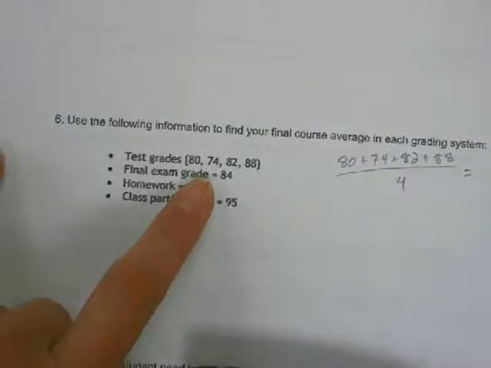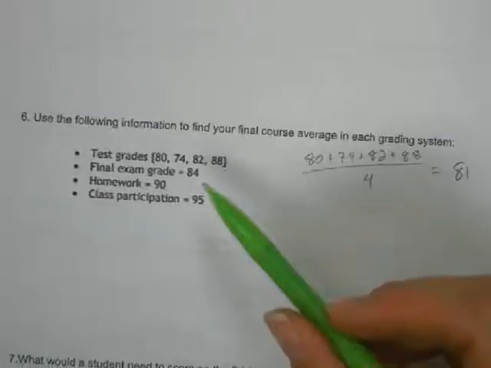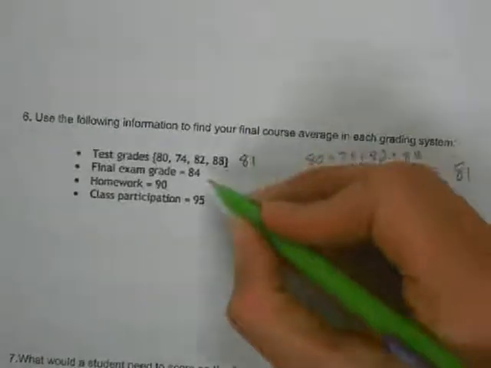80 plus 74 plus 82 plus 88. Divide that out by 4 and we get a... I totally wrote that wrong. 80 plus 74 plus 82 plus 88 equals that, divided by 4. Try that again. So we get an 81 for our average there. So that's an 81, then 84, 90, and 95.